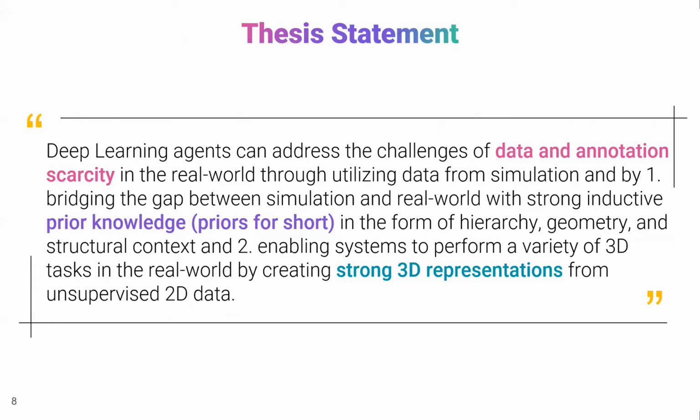So here's my thesis statement. Deep learning agents can address the challenges of data and annotation sparsity in the real world through utilizing data from sim, and one, by bridging the gap between sim and real with strong inductive priors in the form of hierarchy, geometry, and structural context, and two, enabling systems to perform a variety of 3D tasks in the real world by creating strong 3D representation from unsupervised 2D data.